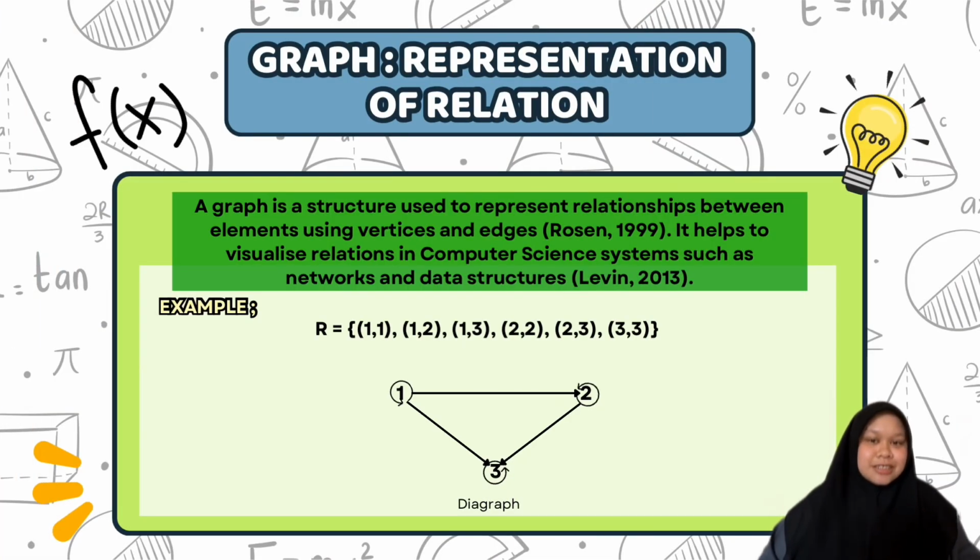Now let's look at graphs. A graph is a mathematical structure used to represent relationships between elements using vertices and edges. Graphs help us visualize relations, making it easier to understand the connections between different elements. In this example, the relation is represented using a directed graph, also known as a digraph. Each vertex represents an element while each arrow represents the relationship between two elements. Graphs are widely used in computer science, especially in computer networks, routing systems, and data structures.